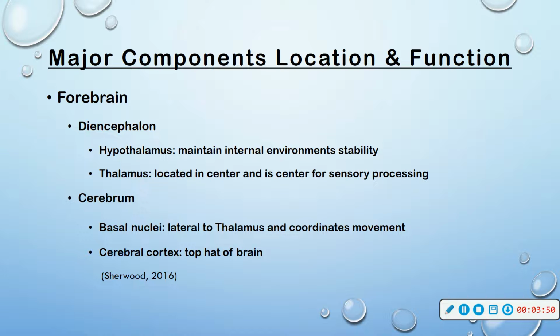The cerebrum, another part of the forebrain, is like the diencephalon in that it has two parts. It's made up of the basal nuclei, also called basal ganglia, as well as the cerebral cortex. The cerebral cortex is kind of like a top hat. It fits over the top part of the brain, covers a lot of the parts, and encases the basal nuclei, which, compared to the thalamus, we say is lateral.